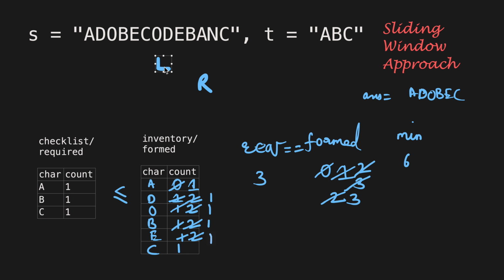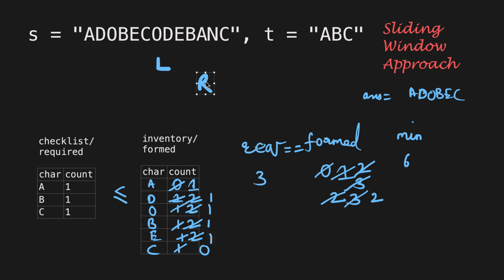Then we shrink the window further and L now points to character O and C has just left the window. So the count of C drops to 0. And since C is in the checklist and the count of C in inventory is less than count in required, the formed count drops to 2. And hence the window is finally invalid again. And again we enter into the expansion phase.